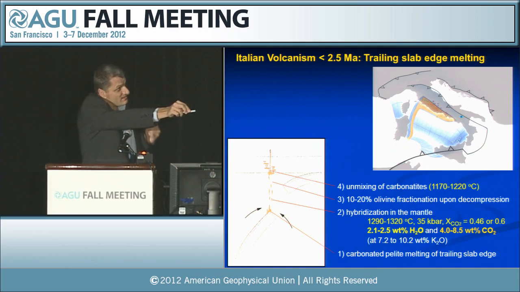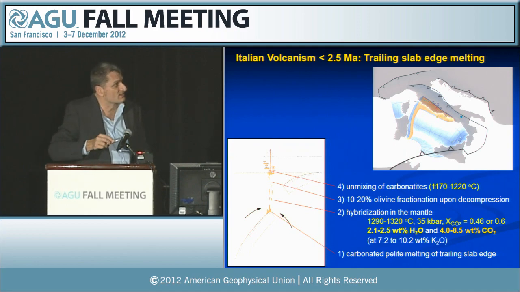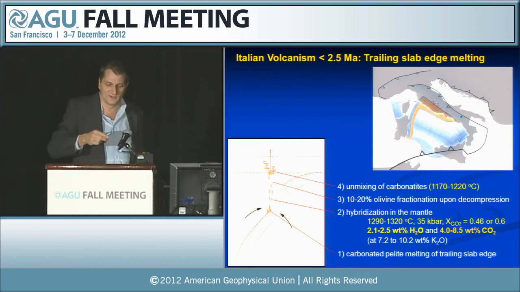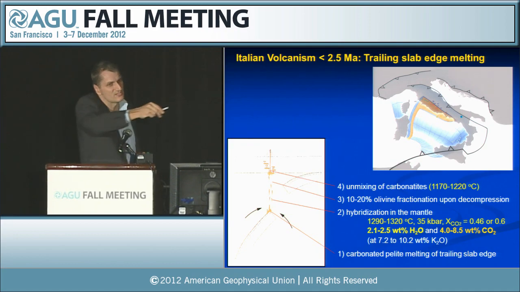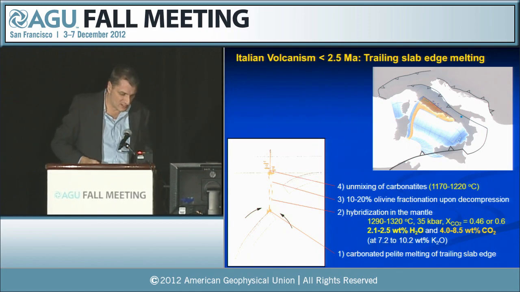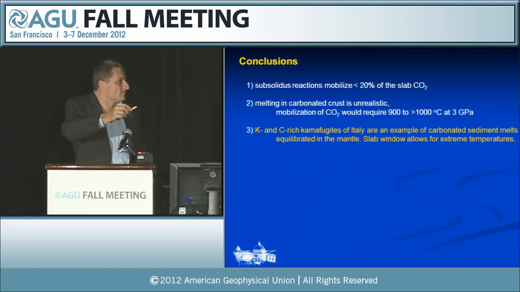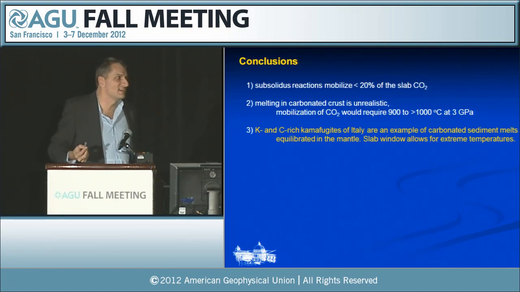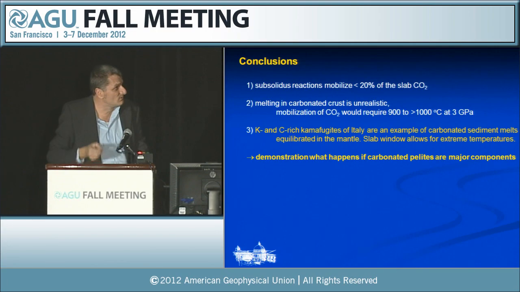And then down here in the crust, you do an unmixing of carbonatites. The part I didn't show, they're also observed there. So that's a very simple model, and you link this kind of volcanism to this trailing slab edge. It's a one-time shot. You can only melt this once. And the period over which these are active is very short. They are active for a couple of 100,000 years, and that's it. Then it stops. So, potassium and carbon-rich camphogites in Italy, an example of carbonated sediment melts. We never see that in any other arc. It doesn't mean that you have to get it, but this is what happens if you do this melting.